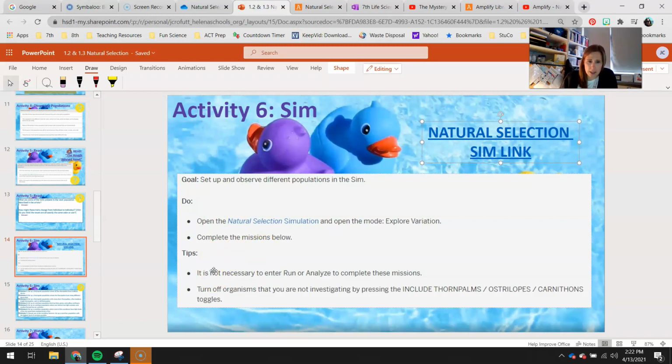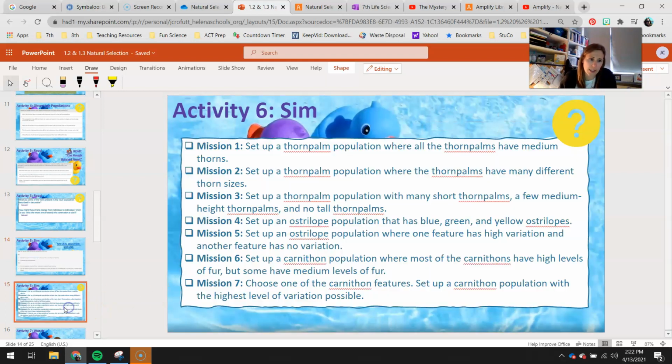And a tip: it is not necessary to enter, run, or analyze to complete these missions, so you don't even have to run it to see what happens. And then turn off organisms that you are not investigating by pressing the Include Thorn Palms, Australopes, or Conothons toggles. And I'll show you those here in a second.